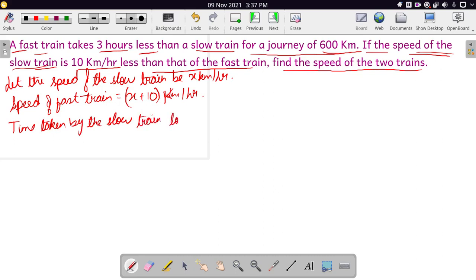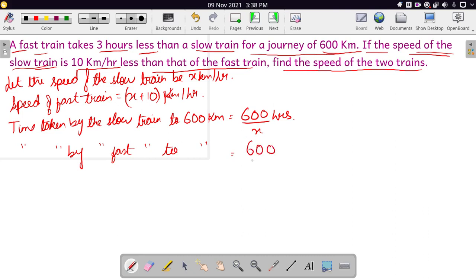So for the slow train to cover 600 kilometers, because both of the trains are covering the same distance, it will be what? 600 by x hours. Simple, because 600 is the distance, x is the speed. That is how we find out the time. Now the time taken by the fast train to cover 600 kilometers will be what? 600 kilometers is the distance, and the speed of the fast train is x plus 10, so it will be 600 by x plus 10 hours. So we have found out the time.